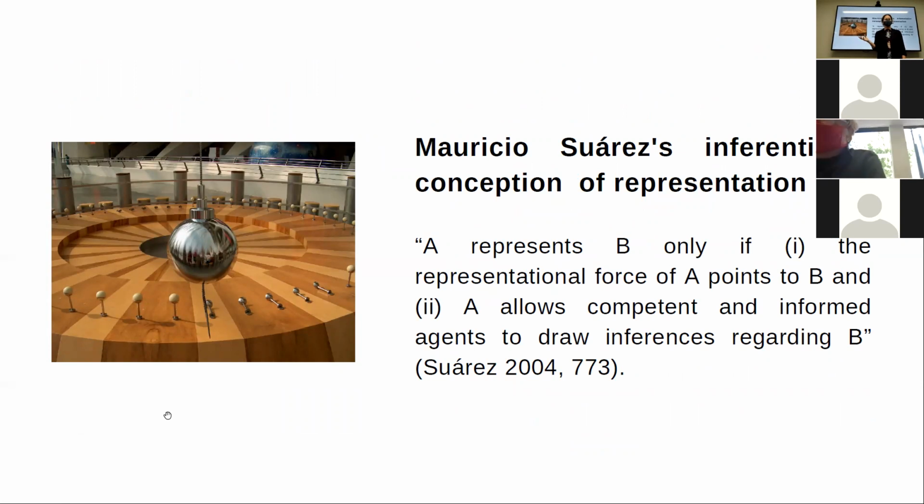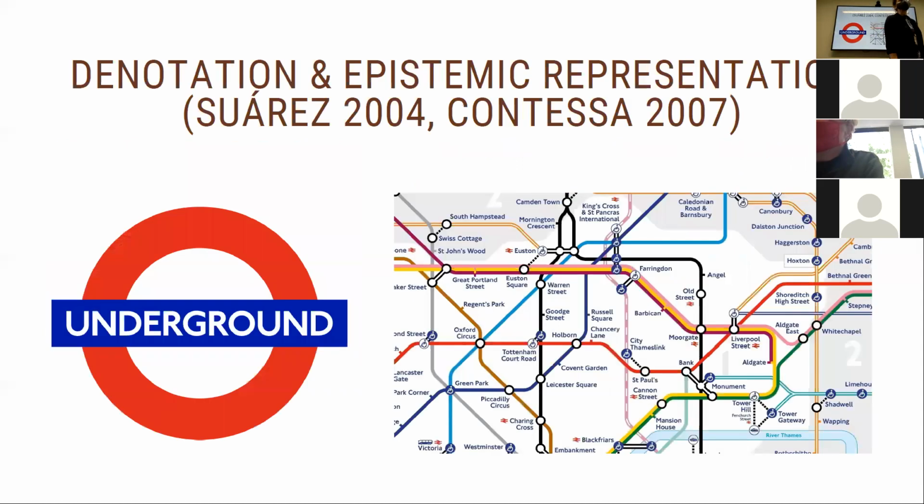Mauricio Suarez has developed what he calls an inferentialist conception of representation using surrogative reasoning, where A represents B only if, first, the representational force of A points to B. Philosophers say things like that. It just means we intend A to represent B. And secondly, A allows competent and informed agents to draw inferences regarding B.